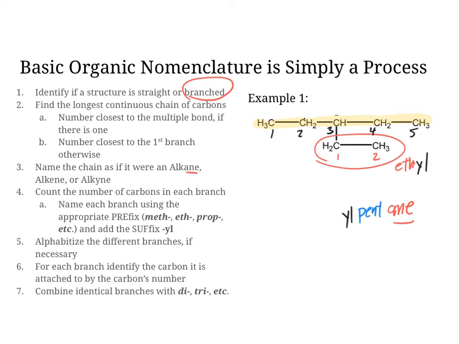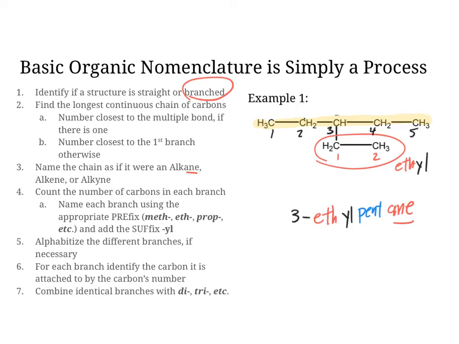Let's do it like this. So this is an ethyl pentane. And then the last thing that we have to do is identify where the ethyl group is. The ethyl branch is on the third carbon, so we're going to simply put a 3 and a dash, and we're going to call it 3-ethylpentane. So that's all there is to it at its most basic.